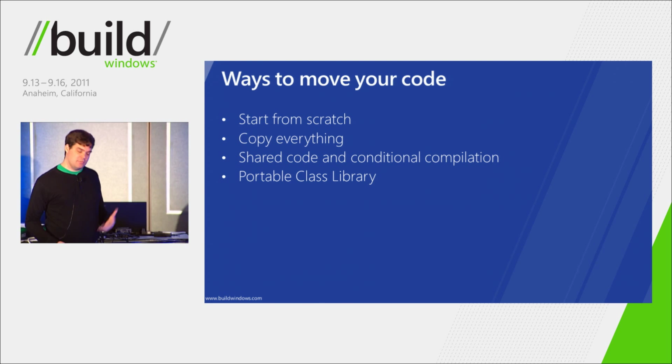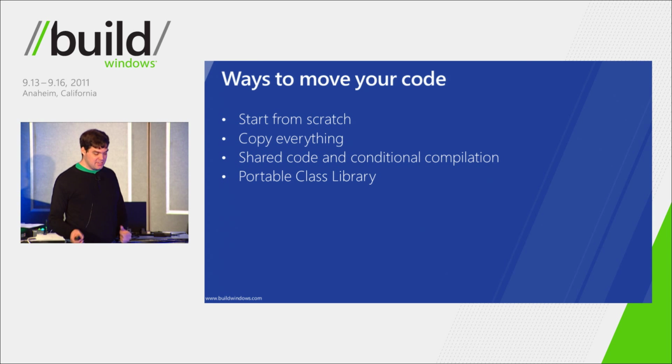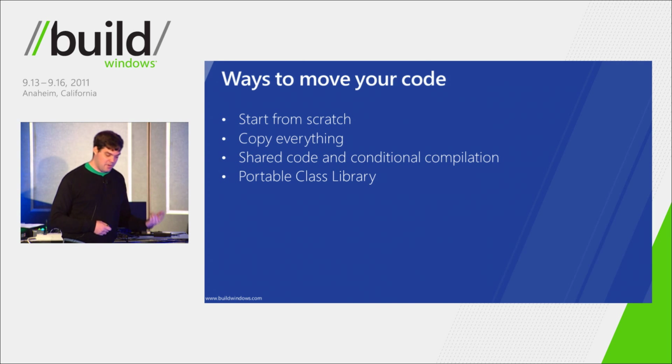Where you can use Visual Studio's linked file support. You just say add existing file, and in that dialog you can say add as link. So instead of copying the code into your project, it will just use that same file. And then you can use conditional compilation, a pound if in C#, to account for any differences.